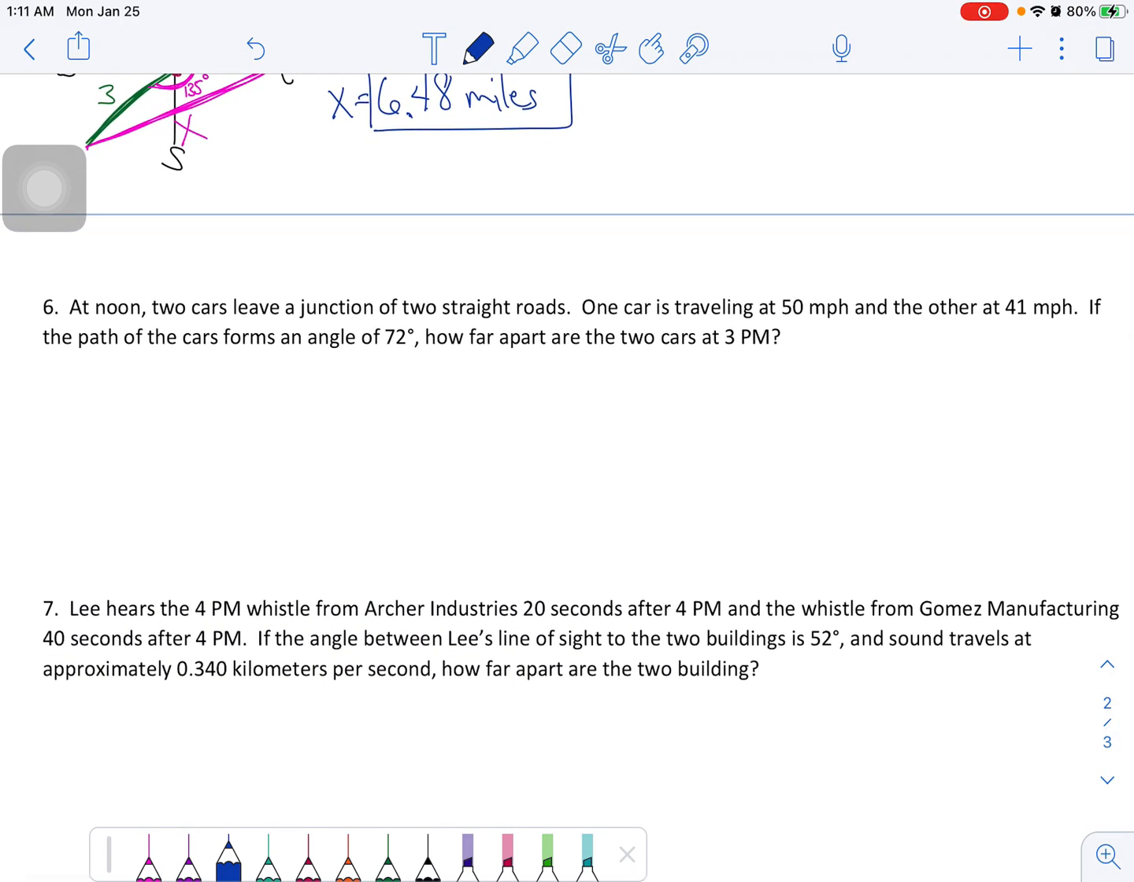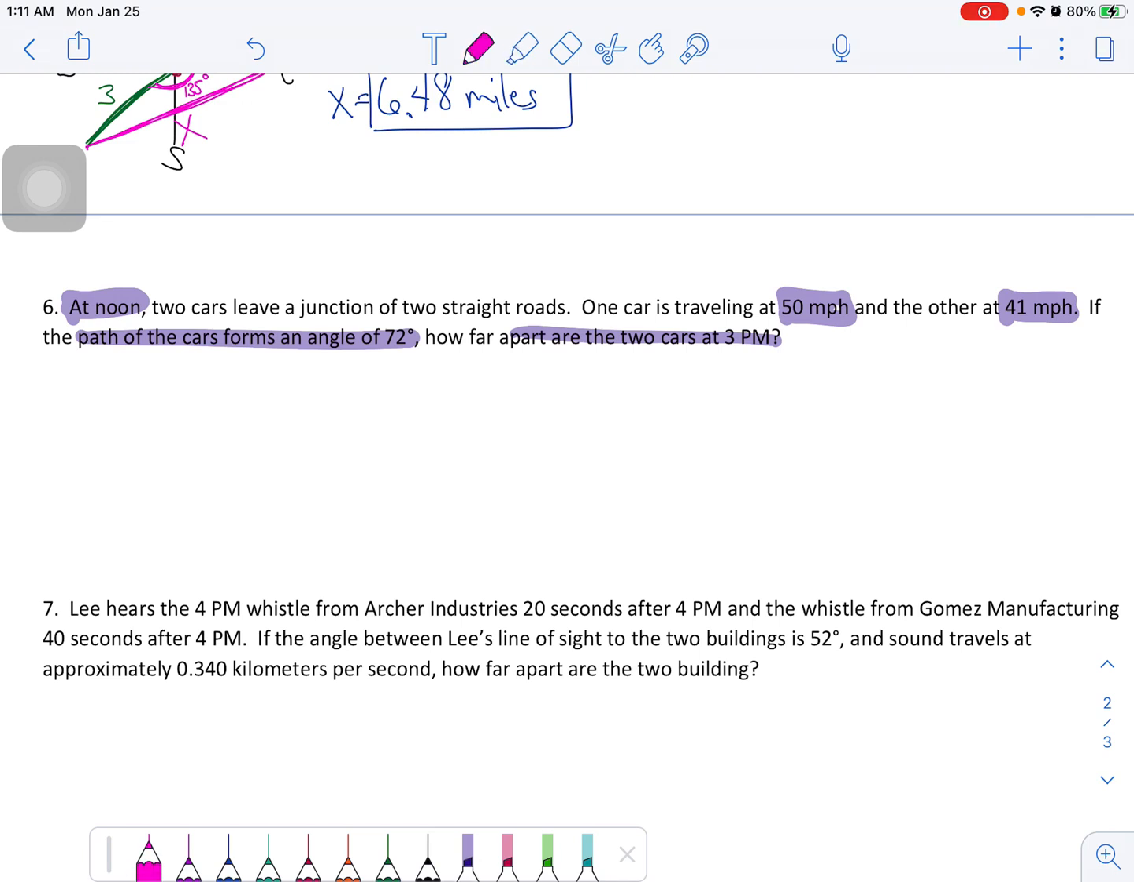Problem number 6. At noon, 2 cars leave a junction of 2 straight roads. One car is traveling at, let me start annotating this, 50 miles per hour. The other one is at 41 miles per hour. The paths of the cars form an angle of 72. All right, how far apart are the 2 cars at 3 p.m.?